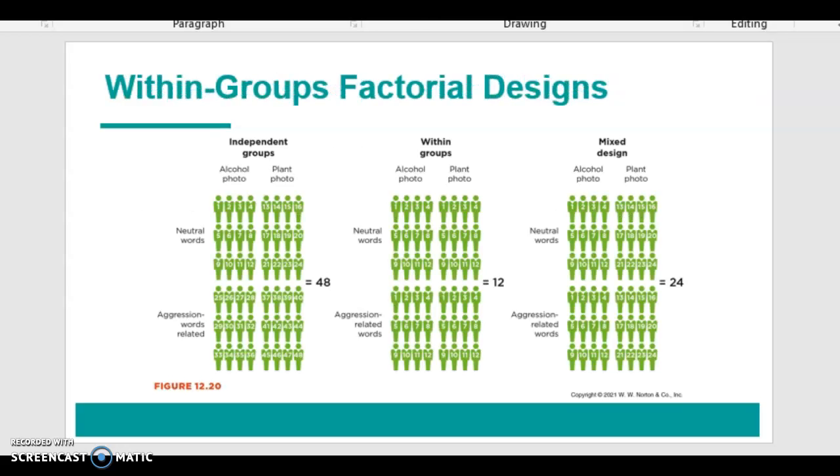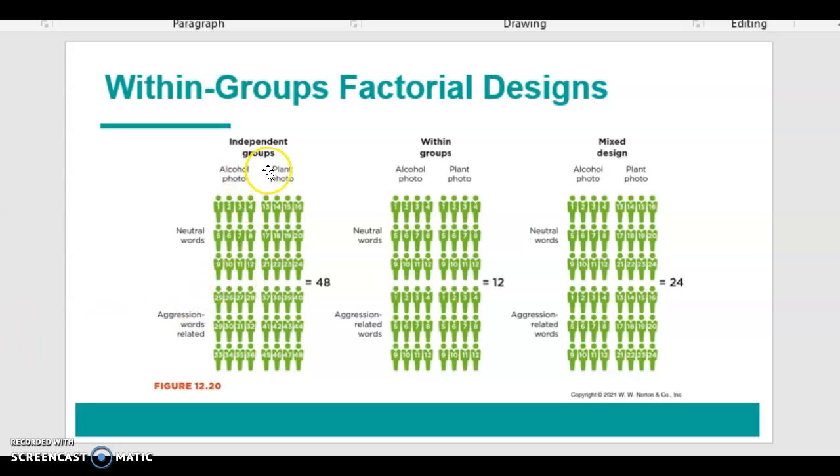Within groups factorial designs are different in that we are measuring participants at one point and then measuring them at another point, or measuring them on one independent variable and then measuring them again on a different independent variable, maybe a third independent variable, or a fourth. And then mixed designs are kind of right in between. So quickly, let me go over the pros and cons.